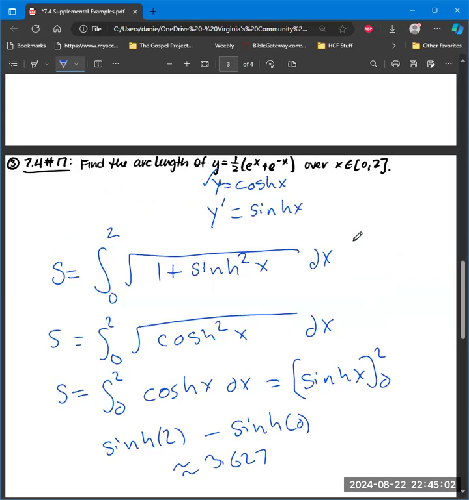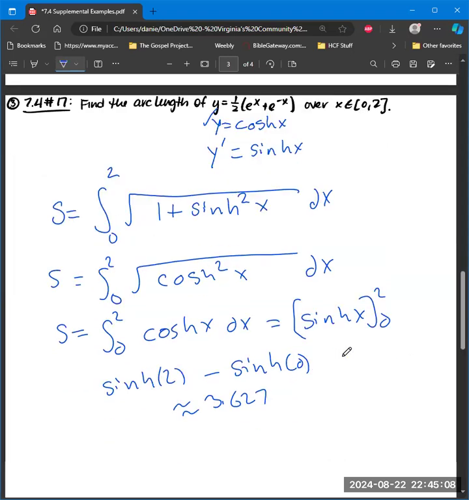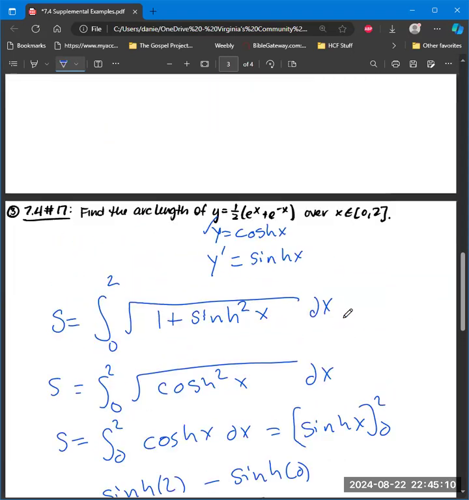Can you do that with the function as it is written? Absolutely, you can. Let's go ahead and try this way. If y is equal to that right there, then y prime is equal to 1/2 of e to the x minus e to the negative x.